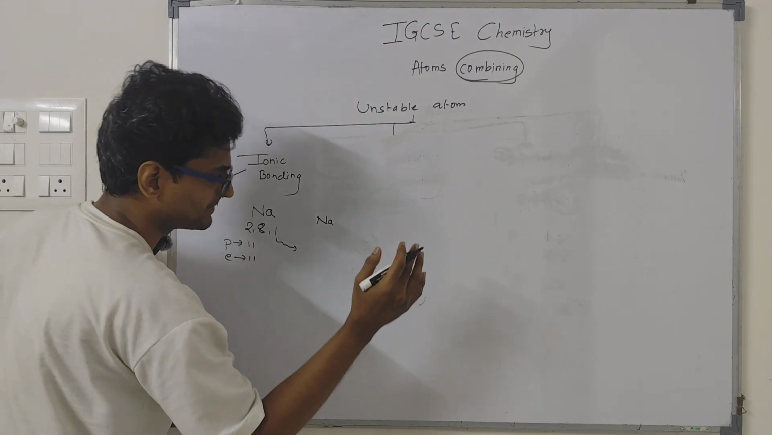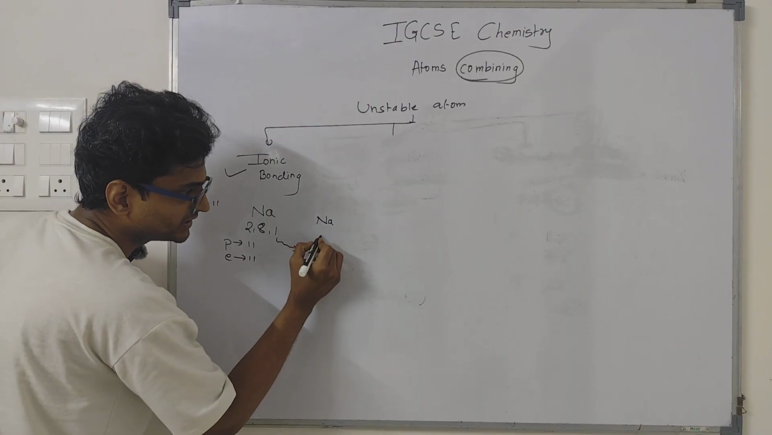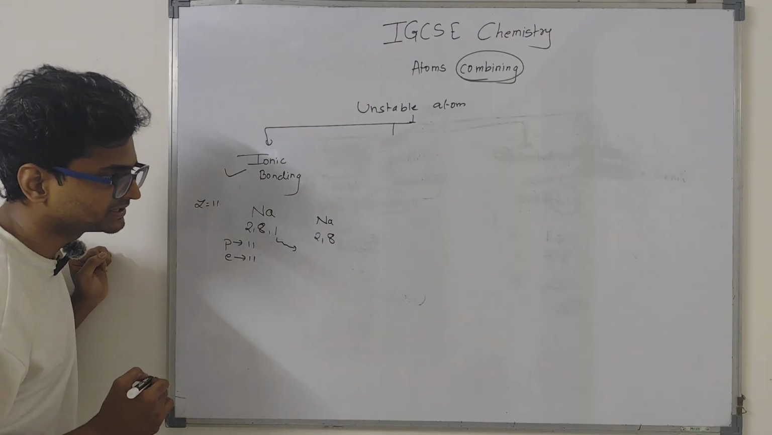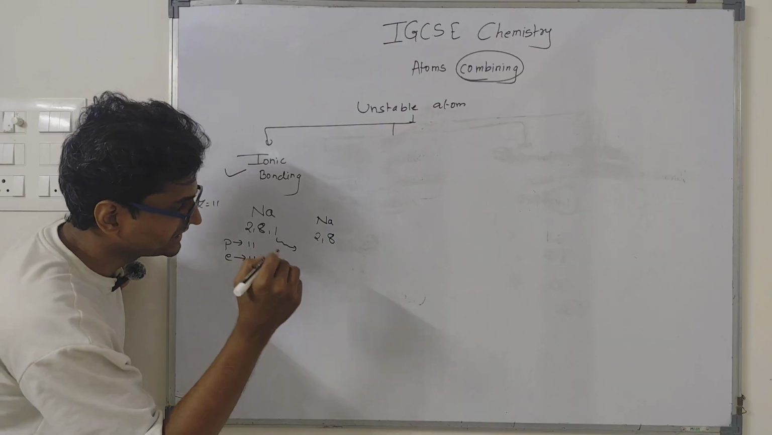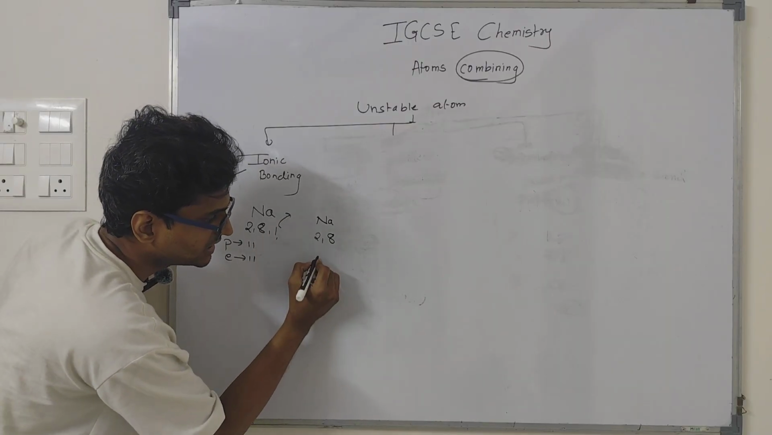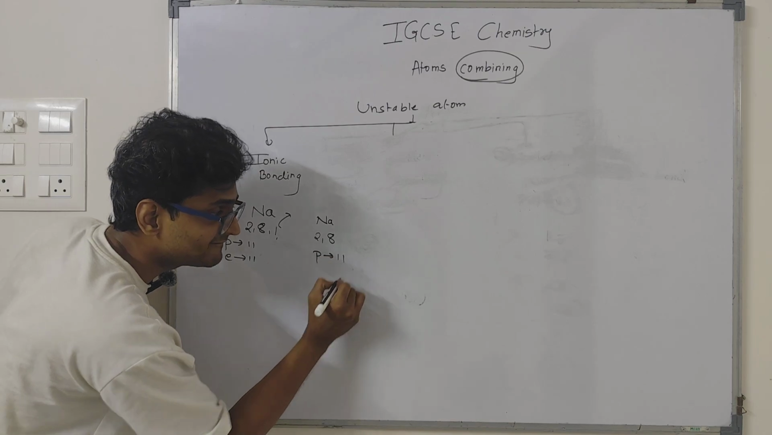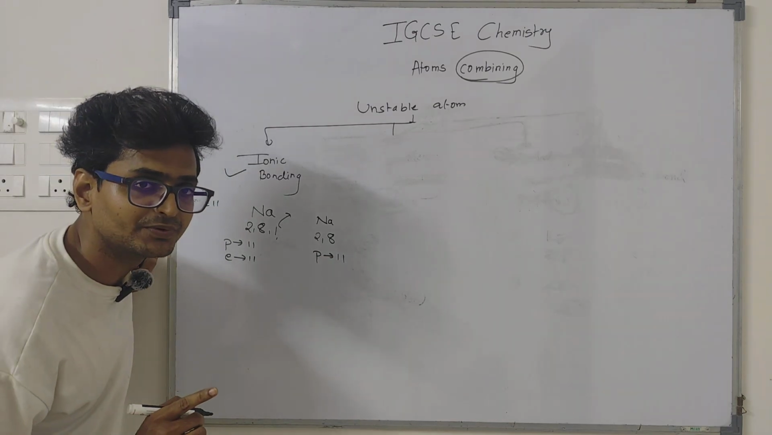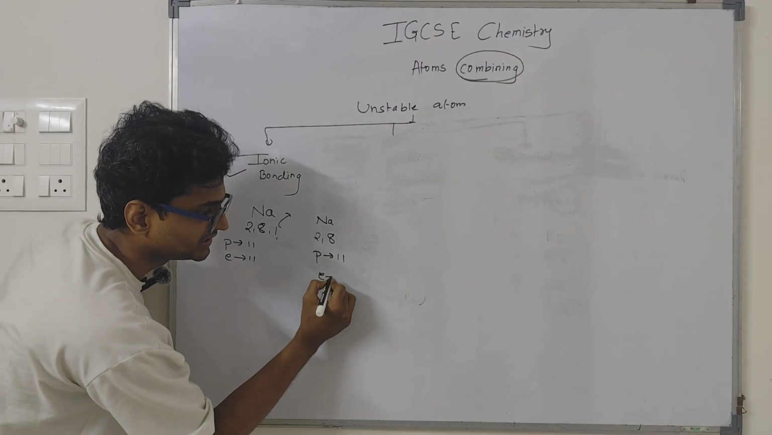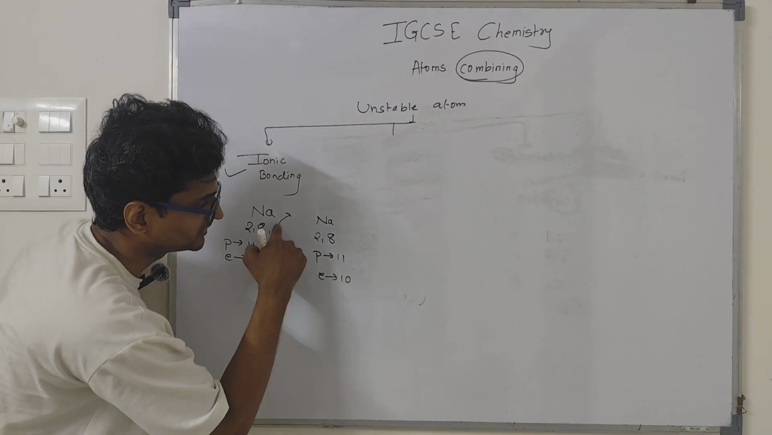Now let's see what will happen. What will be the electronic configuration now? Now the electronic configuration will become 2, 8, right? Now let us again count the number of protons and electrons. It has lost this 1 electron. Now the protons will still be 11, because it's not losing a proton, it's losing an electron, right? So protons will still be 11, but the electrons will be 10, because 1 electron is lost.